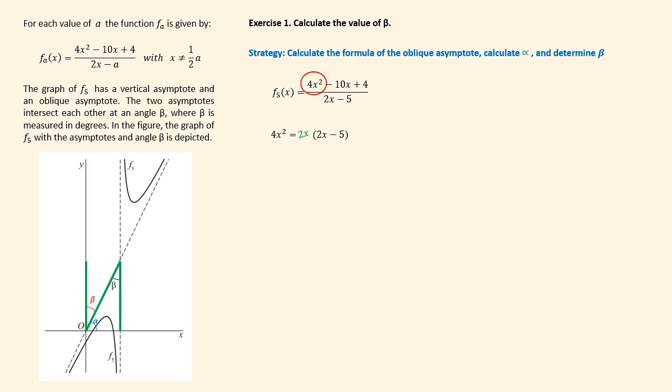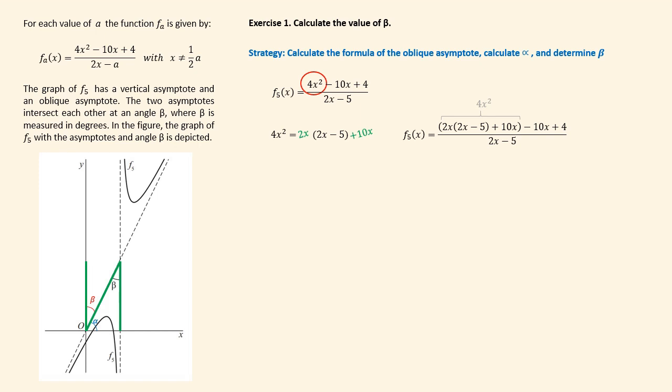First, we're going to add a 2x here. Then we would get 2x times 2x is 4x squared. But we would be left with the term 2x times minus 5, which is minus 10x. In order to negate that, we're just going to put a plus 10x right here. So now the equation is correct. And we're going to substitute it in the formula for f5 of x. Then we would get this, and remember that this is 4x squared.